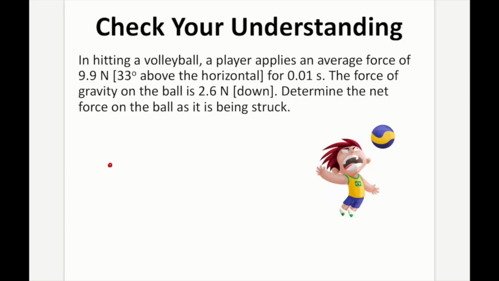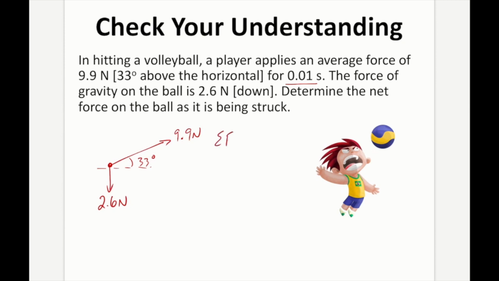So let's draw it out. We're going to represent the ball with a circle, and we're going to say it's going to be hit at an angle of inclination 33 degrees above the horizontal, and it's going to be hit with a force of 9.9 newtons. The time here is just a red herring. It doesn't actually tell us anything that we need to know, so we're going to ignore it for now. The force of gravity on the ball is 2.6 newtons, and we're asked to find the net force acting on the ball. So we need to break it into our components.